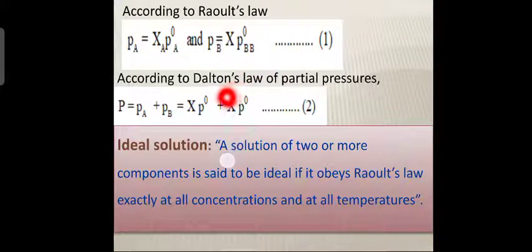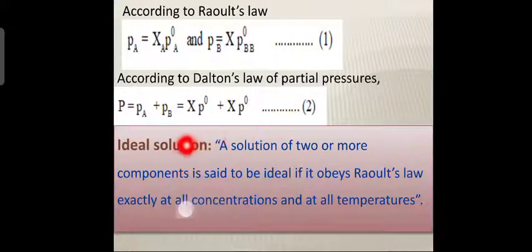Now, according to Dalton's law of partial pressure, P is equal to Pa plus Pb. Here P is the total pressure, that is equal to the sum of the partial pressures of its components. So Pa plus Pb is equal to Xa into P naught A plus Xb into P naught B. Let this be equation 2.